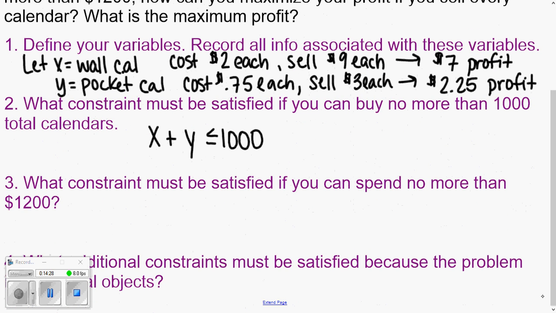It also said I can spend no more than $1,200. So this is how much I'm spending. This is their cost. Each of the wall calendars costs $2, and each of the pocket costs 75 cents. I can spend no more than, so less than or equal to, $1,200.